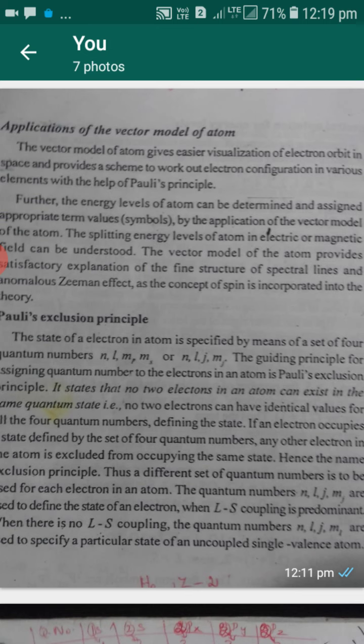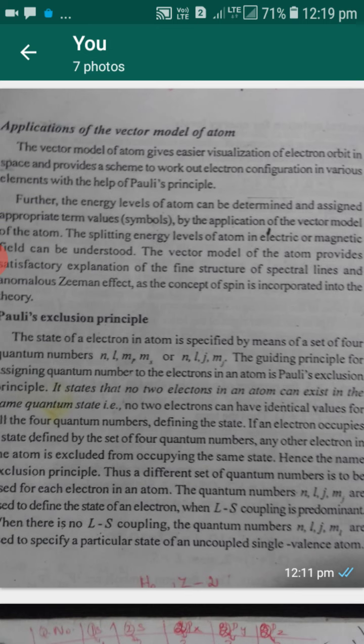L equal to 0 means S subshell. L equal to 1 means P subshell. L equal to 2 means D subshell. L equal to 3 means F subshell. L equal to 4 means G subshell. L equal to 5 means H subshell.